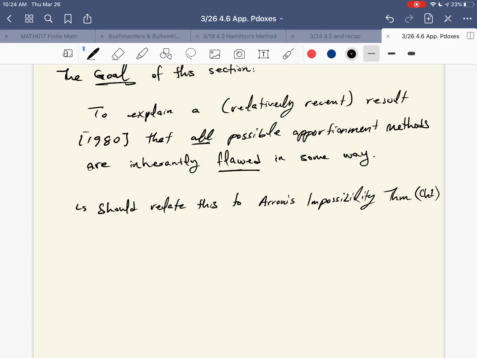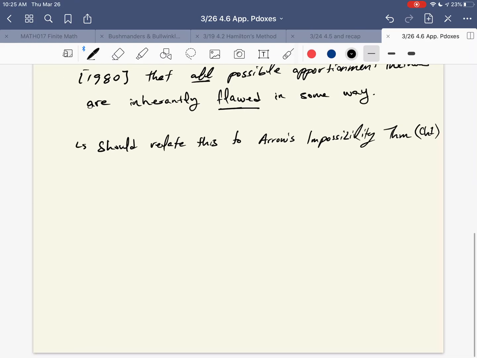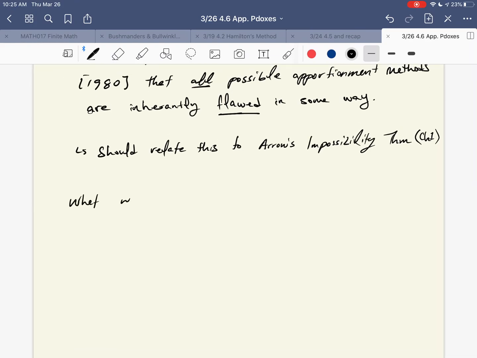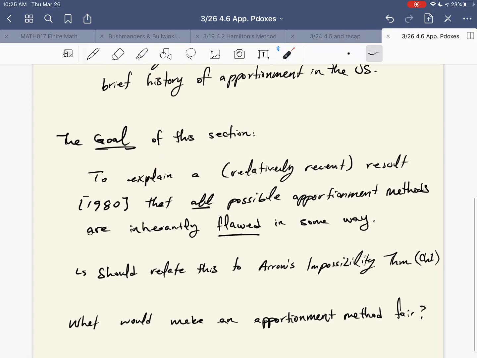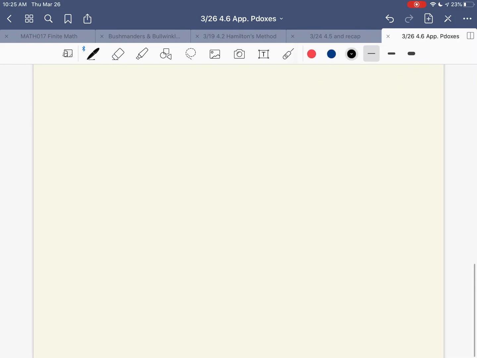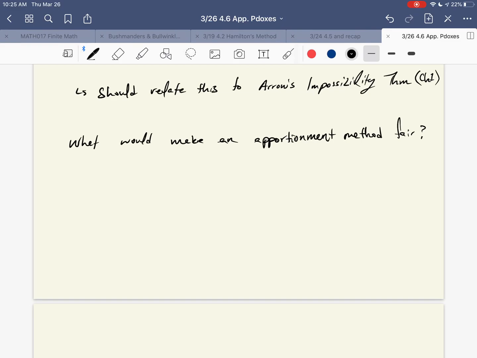If I say that they're all flawed in some way, what does that mean? The first question should be, what would it mean for an apportionment method to be fair? What would make an apportionment method fair? Well, this is when we get to the title of the chapter. One thing that people have decided should make an apportionment method fair is the quota rule. So what is this?